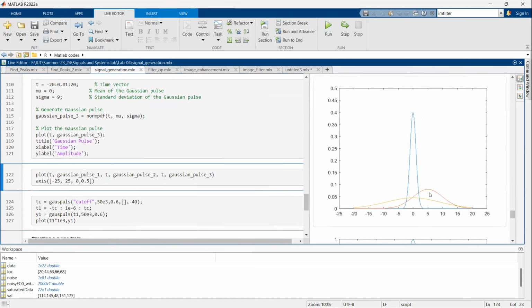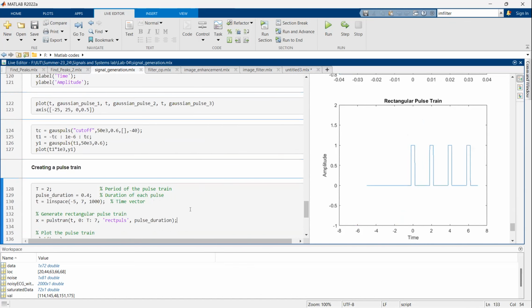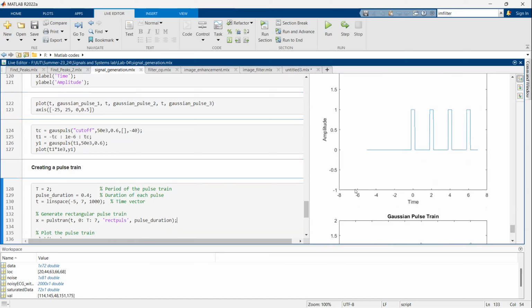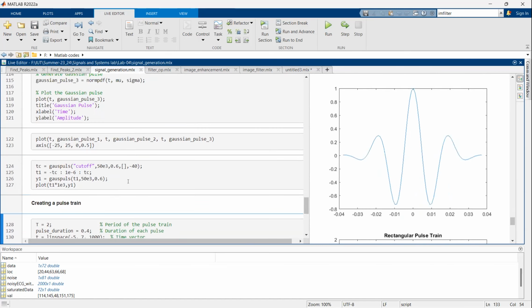So you can see with different, this is the mean 0. So the mean has changed, the standard deviation has changed, that's why it is flattened this way. You can also create a pulse train like this, a continuous set of Gaussian pulses. You can change this one. So using this course, you can create different types of signals on your own.